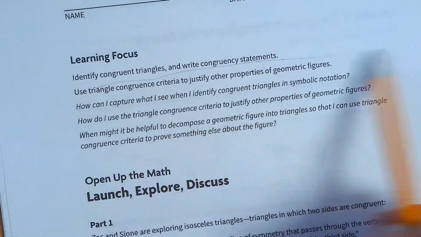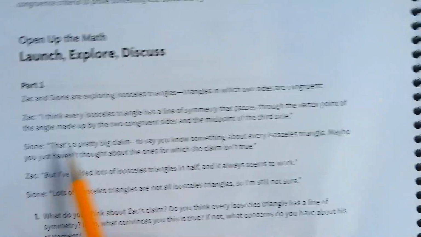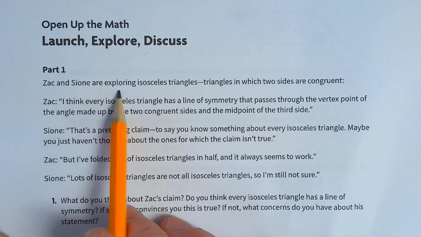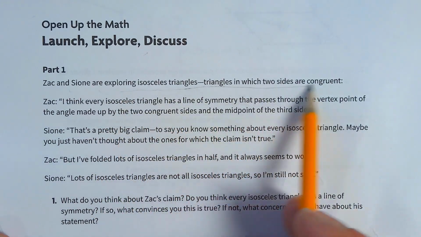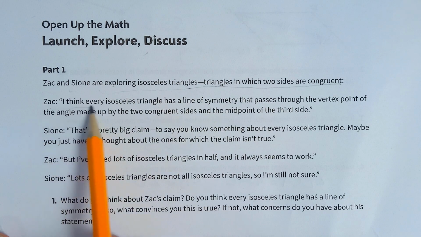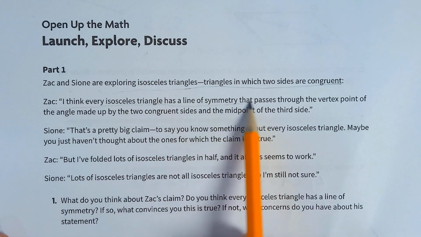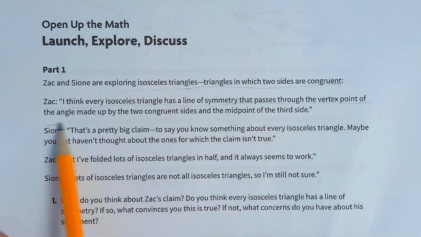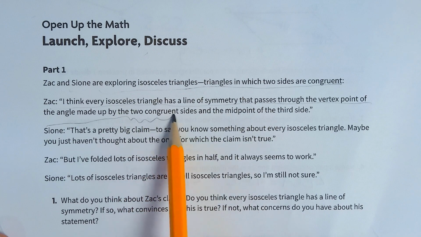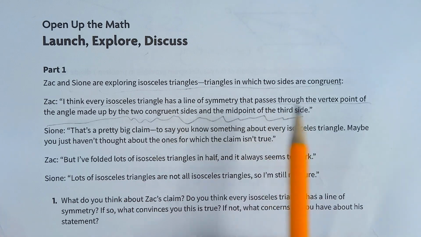Identify congruent triangles and write congruency statements. Great. Launch, explore, discuss. Zach and Sion are exploring isosceles triangles, triangles in which two sides are congruent. Zach, I think every isosceles triangle has a line of symmetry that passes through the vertex point of the angle made by the two congruent sides and the midpoint of the third side.